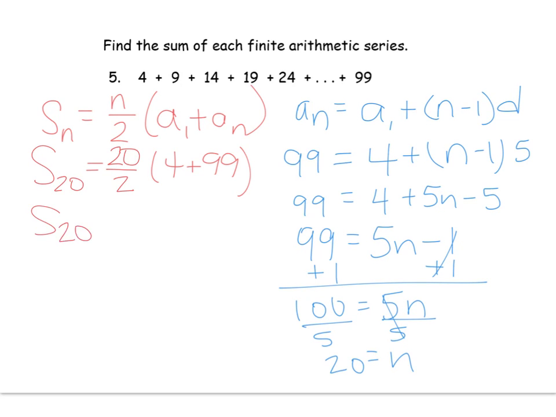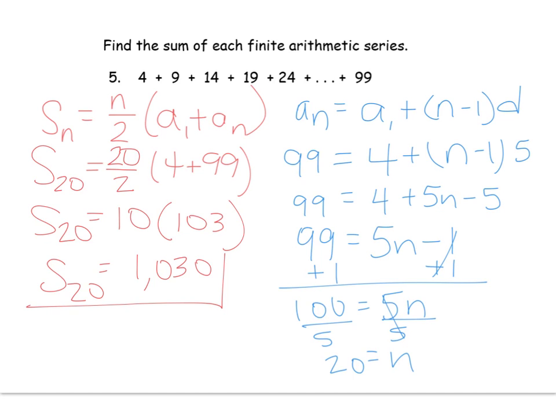So S20 is going to equal 10, 20 divided by 2 is 10, times 103, which is 1030. So the sum of the 20 numbers in the arithmetic series that starts with 4 and ends with 99 is 1030.